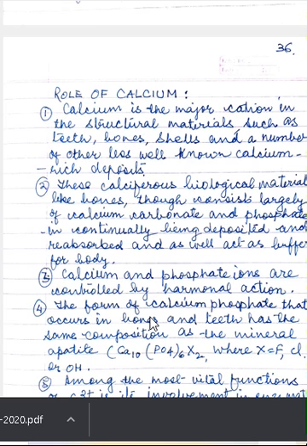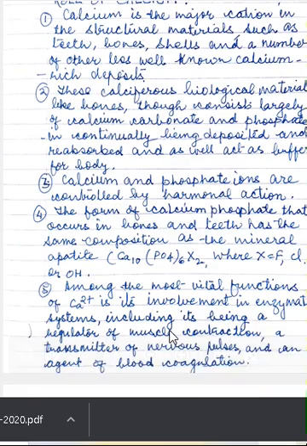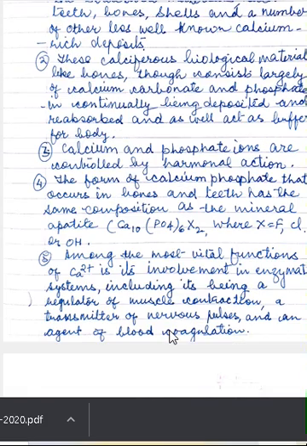The form of calcium phosphate that occurs in bones and teeth has the same composition as the mineral apatite. Mineral apatite is a calcium hydroxyapatite. The formula is Ca10(PO4)6X2, where X is F, Cl or OH. Among the most vital functions of calcium is its involvement in enzymatic systems, including its being a regulator of muscle contraction, a transmitter of nervous pulses, and an agent of blood coagulation.